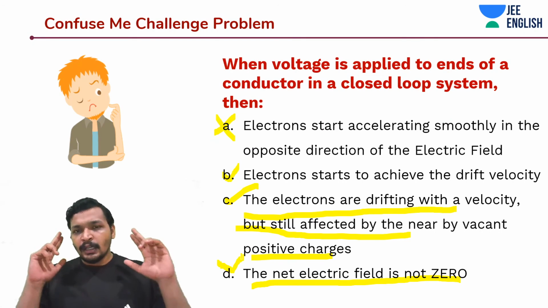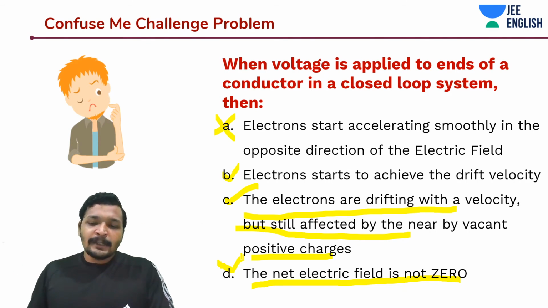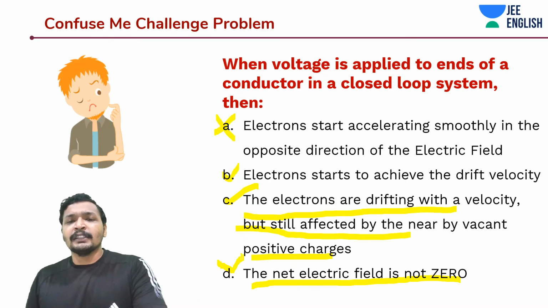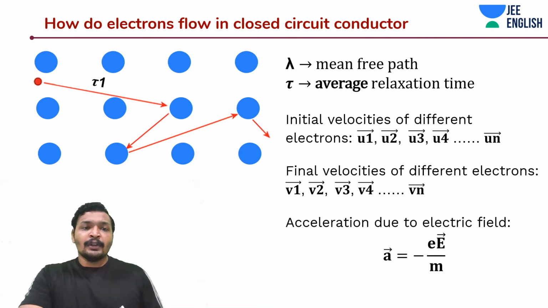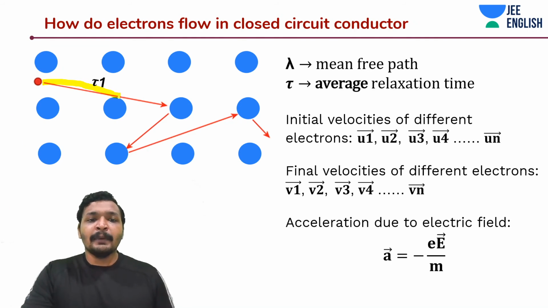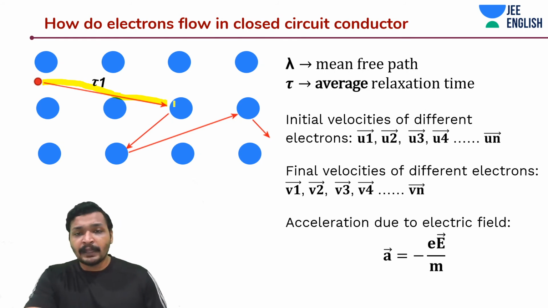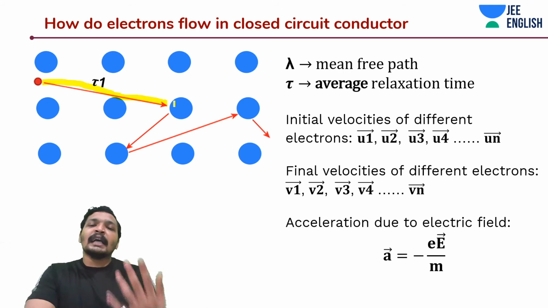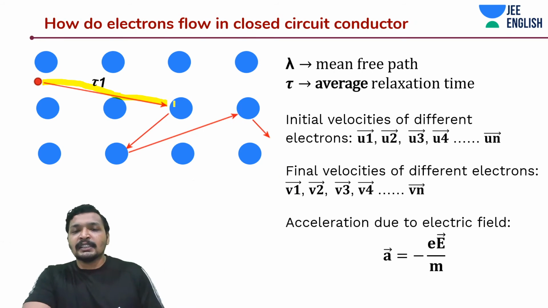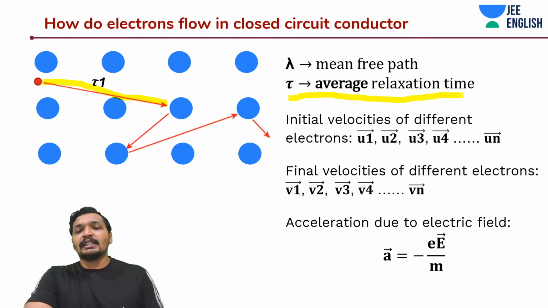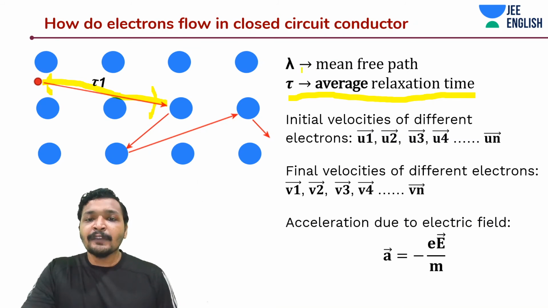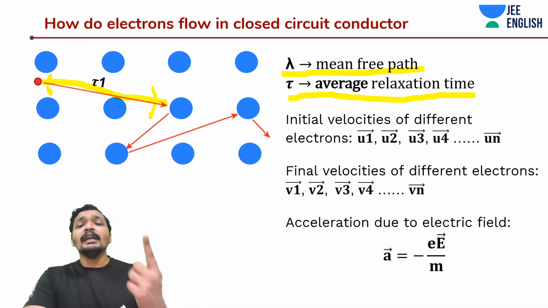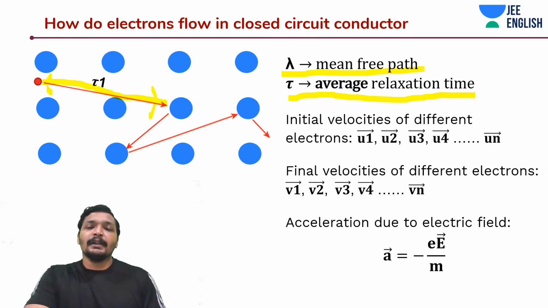Okay guys, so we have tuned our concepts. Now we'll go a little bit deeper into this concept. We saw electrons moving in an atom, getting hit by some shell, then getting hit by some shell, repelling themselves. Then there has to be a certain relaxation time, a certain time during which these collisions are happening. We call that the average relaxation time. And we call the average path the mean free path, and we denote it by lambda. So tau is the average relaxation time and lambda is the mean free path.